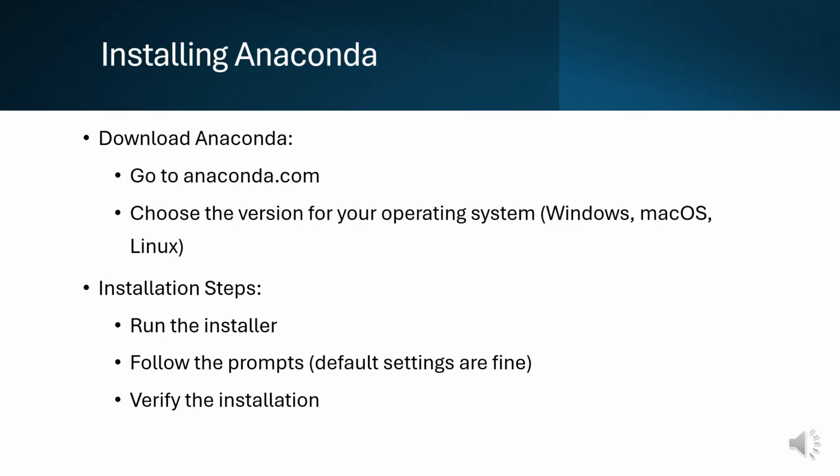To install Anaconda, visit anaconda.com and download the installer for your operating system. Run the installer and follow the prompts. The default settings work well, but make sure to install it for "just me" to avoid permission issues. After installation, we'll verify that everything is set up correctly.